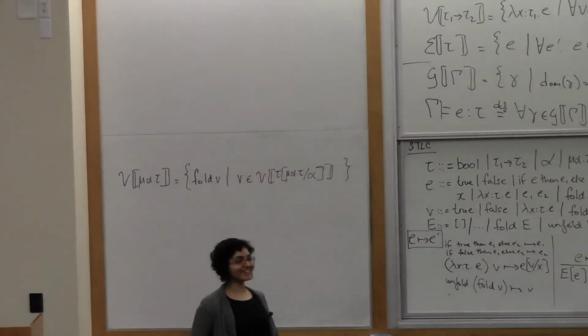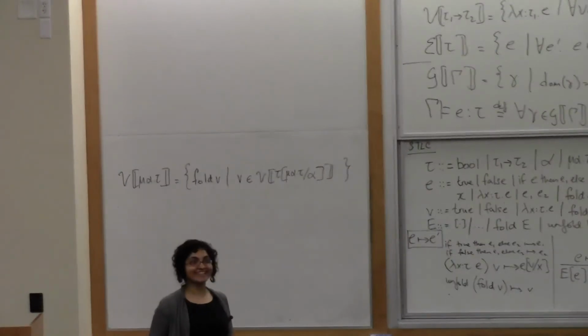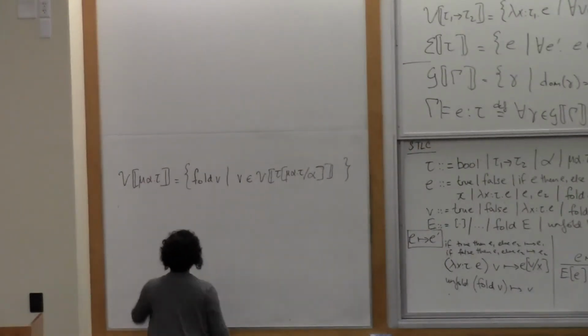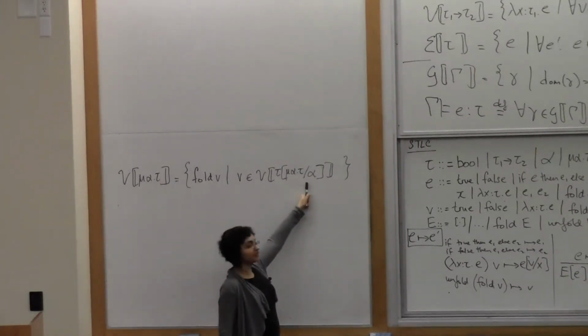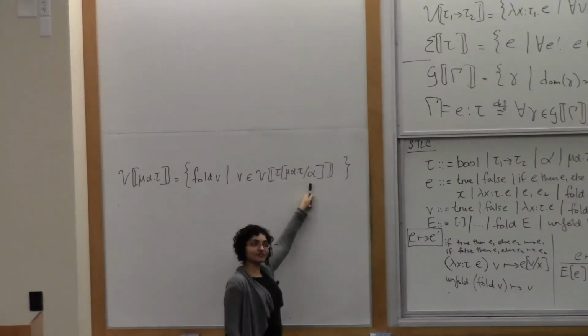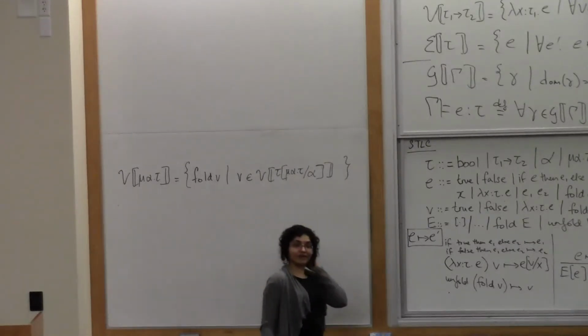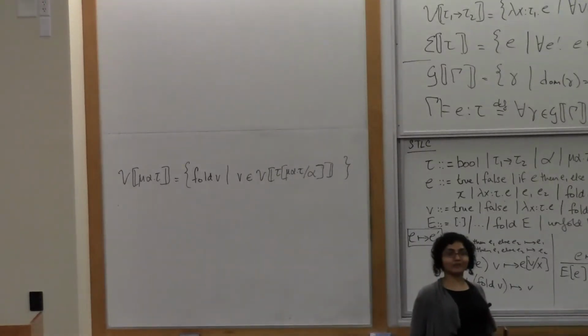Okay, what's wrong with that? It's ill-founded, right? We are trying to define the interpretation of this type, but inside the definition, we are using the definition for a larger type. Okay, so this is clearly not well-founded. All right, what can we do?